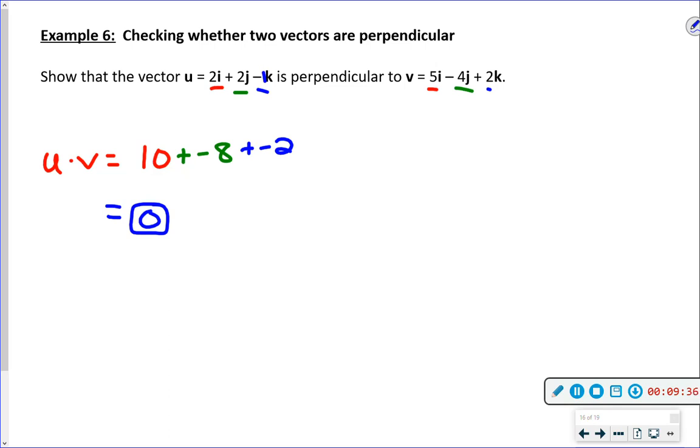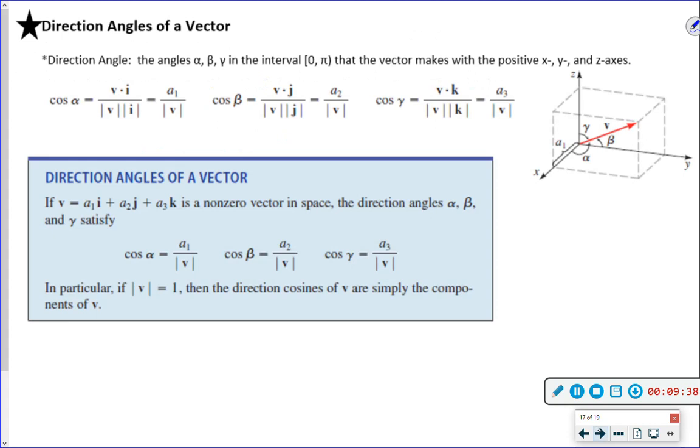Okay. So last page, where we have some new stuff for you, which is similar. Okay, all right. So we're going to start talking about directional angles here.